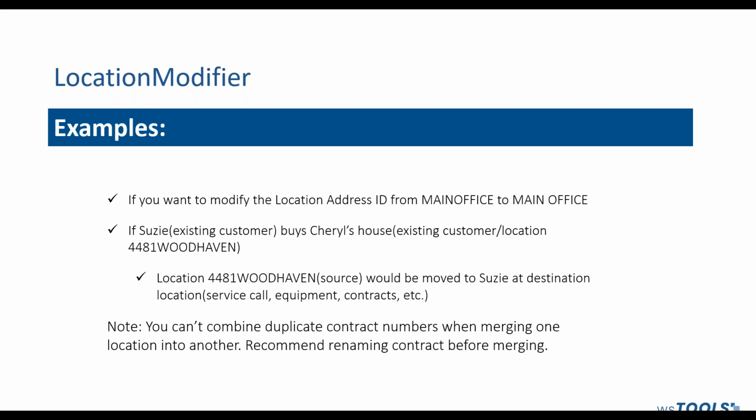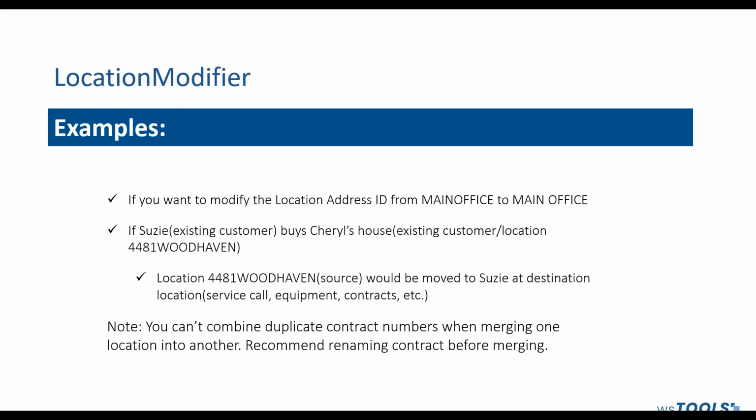All right, the first one we have listed is modifying an address. Let's say you entered them in as "main office," and then you realize that prints on all the invoices and all the documents that you're sending out, and you want to add a space. What you can easily do is choose to modify that customer location. The source would be your "mainoffice" with no separation, and then your destination would be "main office" with a space.